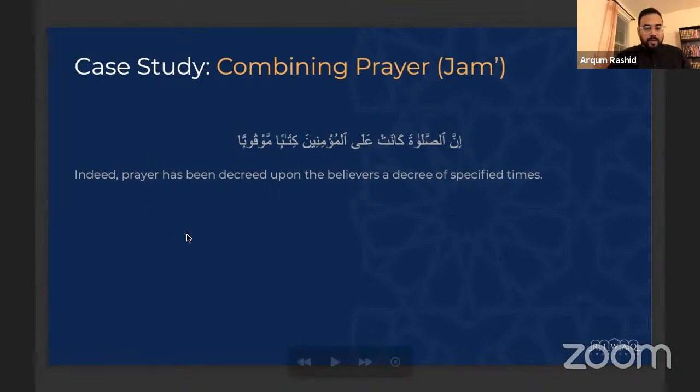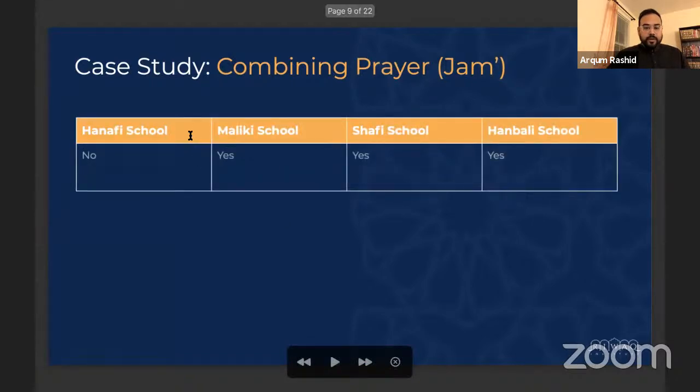This is good. Hanafis, no combining allowed. Shafi'is, combining allowed. That's correct. Hanafis would say no because it's ahad. That's correct. Because Hanafis would go with the Quranic verse. So these answers are all correct. Here's your chart. In the Hanafi school, combining, not allowed. Maliki school, yes. Shafi'i school, yes. Hanbali school, yes. I want us to take the Hanafi ruling and the Shafi'i ruling, and let's jump back to this area.